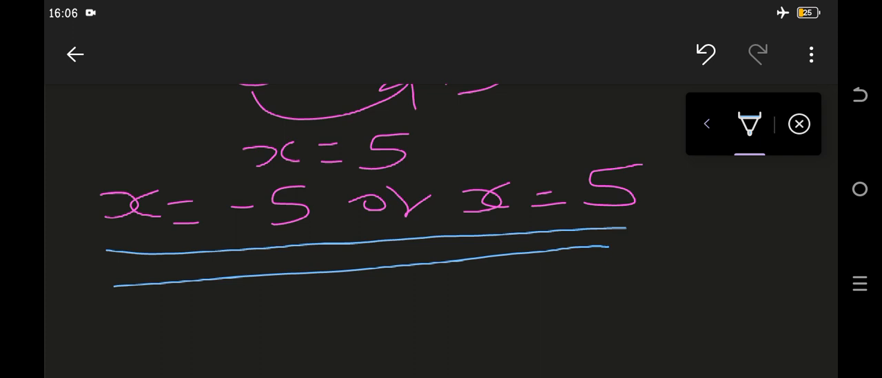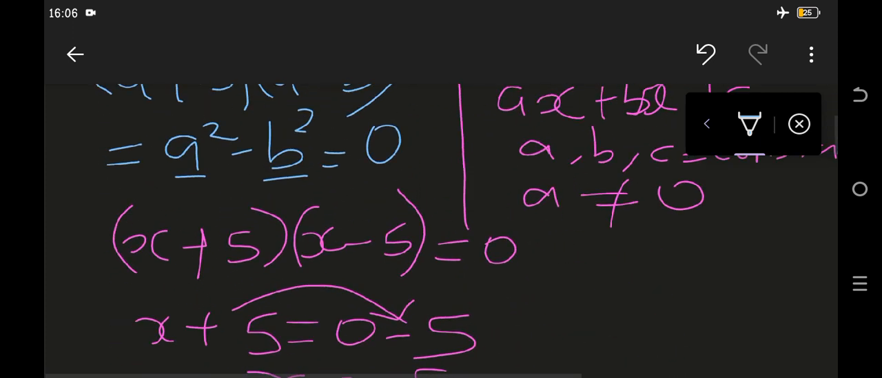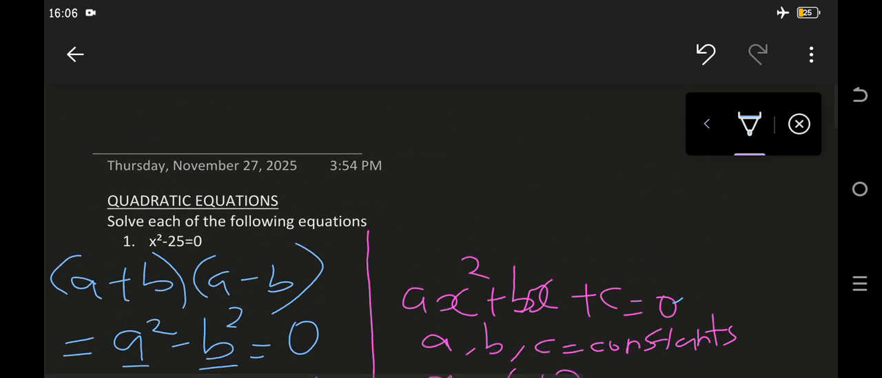So why are we saying that this is a quadratic equation? Remember here we have bx being 0. We only have ax squared and c.